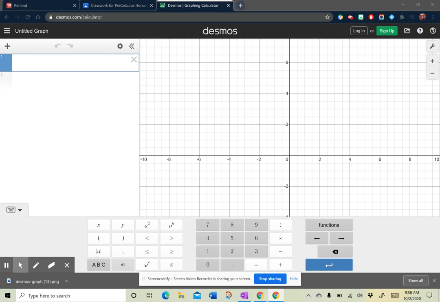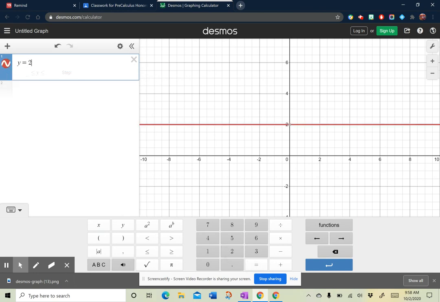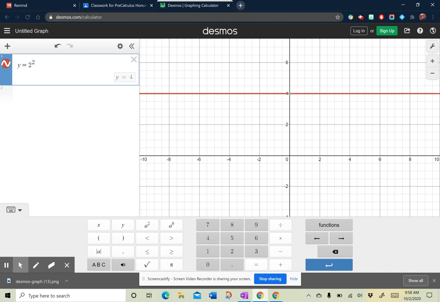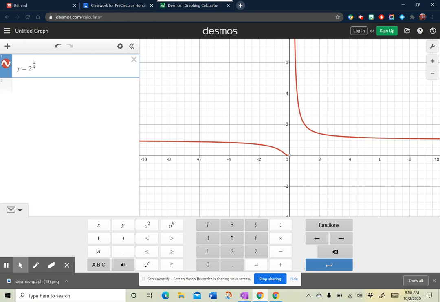Okay, so now we are going to work on graphing exponential functions that do have a domain change. So I've decided to use Desmos for this because it's a little easier. Okay, so let's type in y equals 2 raised to 1 divided by x, and see what that looks like.